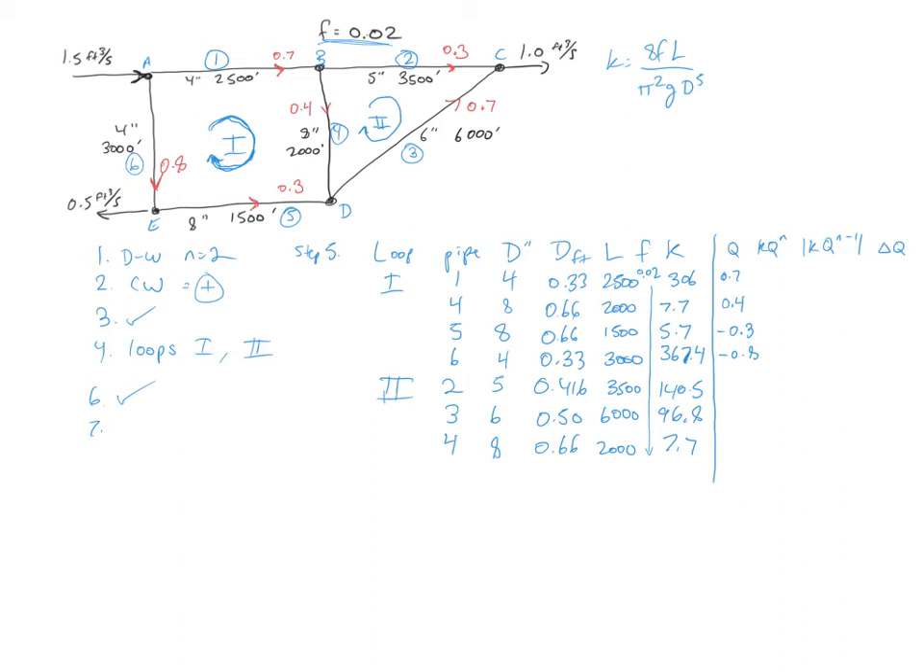Okay, we get to loop 2. Pipe 2 is 0.3 because it's going with the positive direction, but I get to pipe 3 and its flow is going against the convention. So we have negative 0.7 and then we get negative 0.4 for pipe 4. Note, pipe 4 in loop 1 has a positive 0.4 flow because it's going with the convention. In loop 2, the convention's coming back up that pipe, but the flow is going down, and thus it's a negative 0.4 in loop 2.